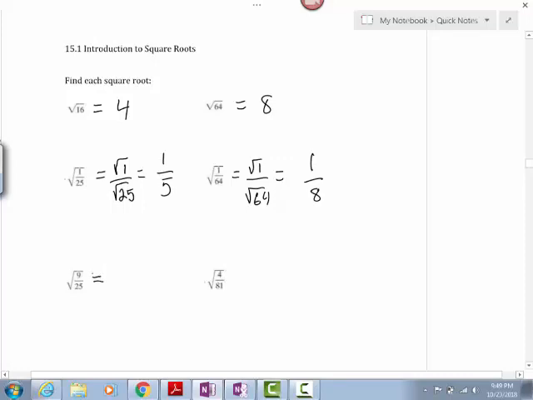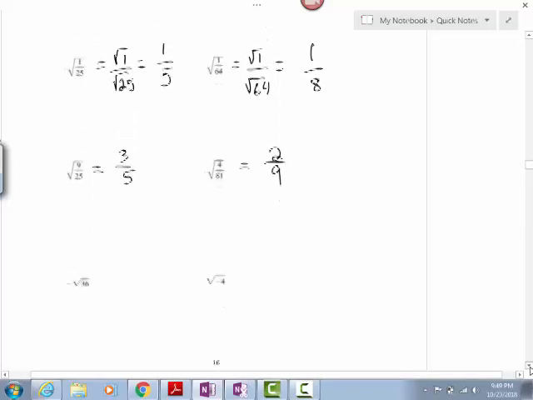Okay. Continuing here, the square root of 9, I'm going to think about this in two pieces. The square root of 9 is 3. The square root of 25 is 5. The square root of 4 is 2. The square root of 81 is 9.